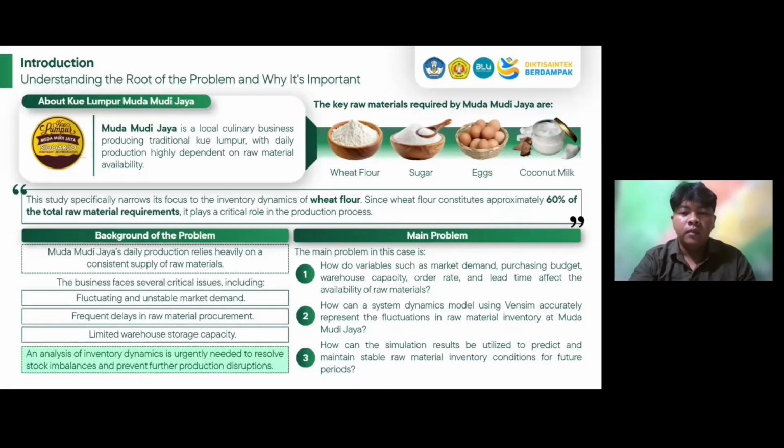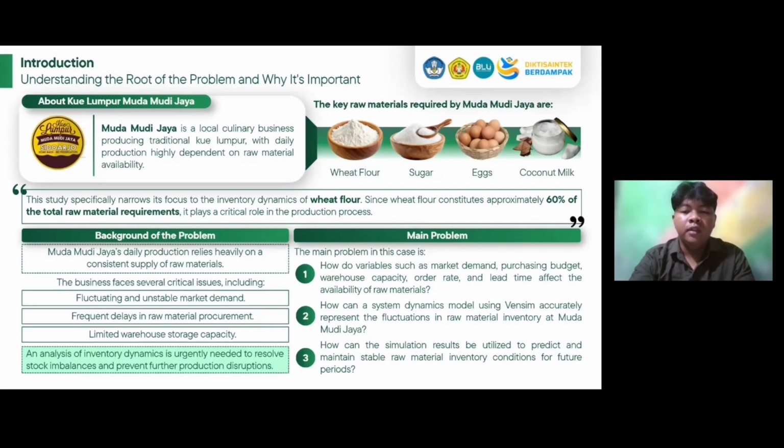Introduction. In this study, we focus on Muda Mudi Jaya, a local culinary business that produces traditional Indonesian food in Kuala Lumpur. The company's daily production highly depends on the availability of raw materials including wheat flour, sugar, egg, and coconut milk. However, this research specifically focused on wheat flour because it represented approximately 60% of the total raw material requirement and plays a critical role in the production process.